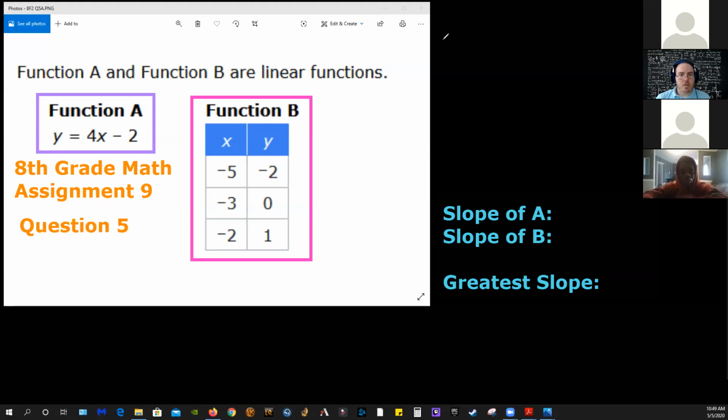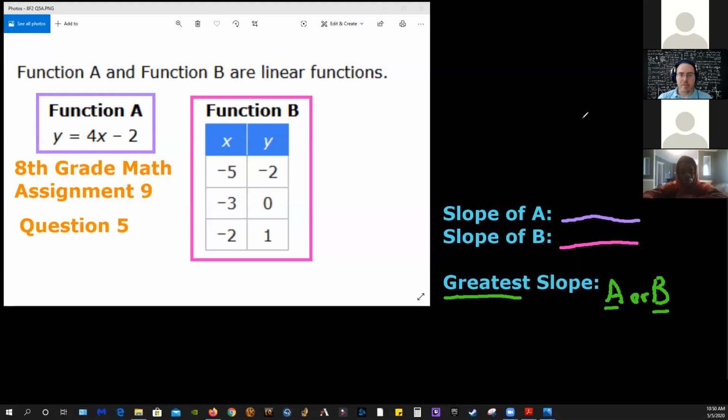When you figure out what the slope of A is, you put it here in the purple line. When you figure out what the slope of B is, you put it here on the pink line. And then your answer for the greatest slope will either be A or B. Not both. So once you've completed the purple and the pink part, then you just need to say, guess which one's bigger? That one.